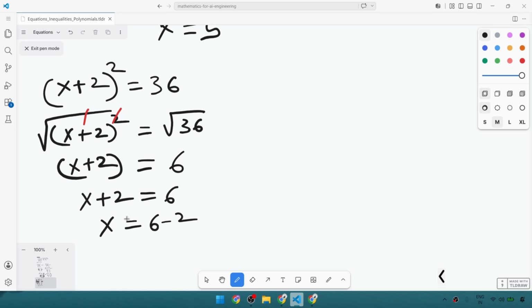So the same thing is happening, right? Here that plus 2 minus 2 got cancelled out. So we are seeing nothing. And here again also we are doing that subtraction, which is 6 minus 2, which is 4. So x equals to 4.